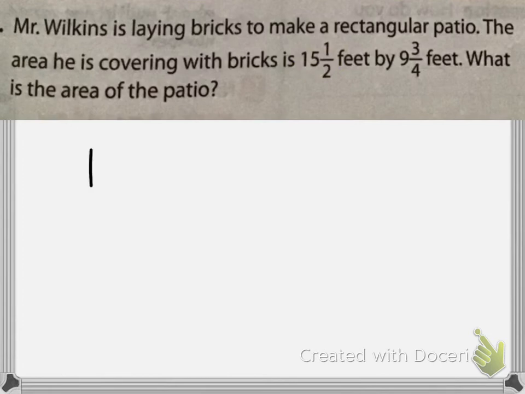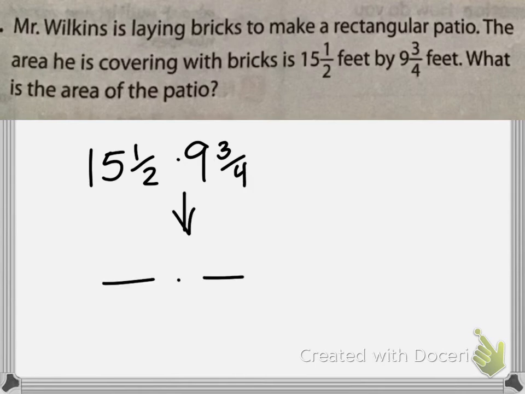So we want to multiply 15 1/2 times 9 3/4. So I have to make them into improper fractions. I know that the 2 and the 4 are going to stay the same. Lennox, what is 15 1/2 as an improper fraction? 31/2. Perfect, 31/2. 15 times 2 is 30, plus 1 is 31.